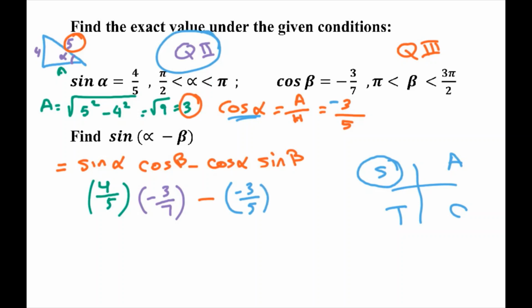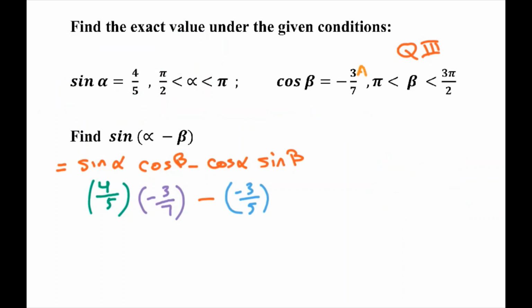We are going to do the same to find sine beta. Cosine beta is adjacent over hypotenuse. So if I draw a right angle triangle here, and I say this is beta, this is going to be 3, the adjacent, and the hypotenuse is 7. We need to find the opposite. So the opposite is equal to the square root of hypotenuse squared minus adjacent squared, and that's going to be equal to the square root of 40, which is equal, in simplest form, to 2 square root of 10.